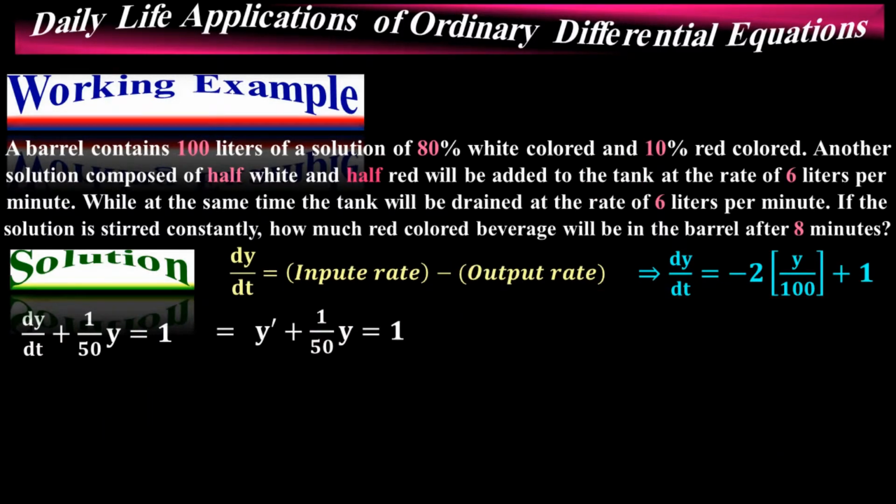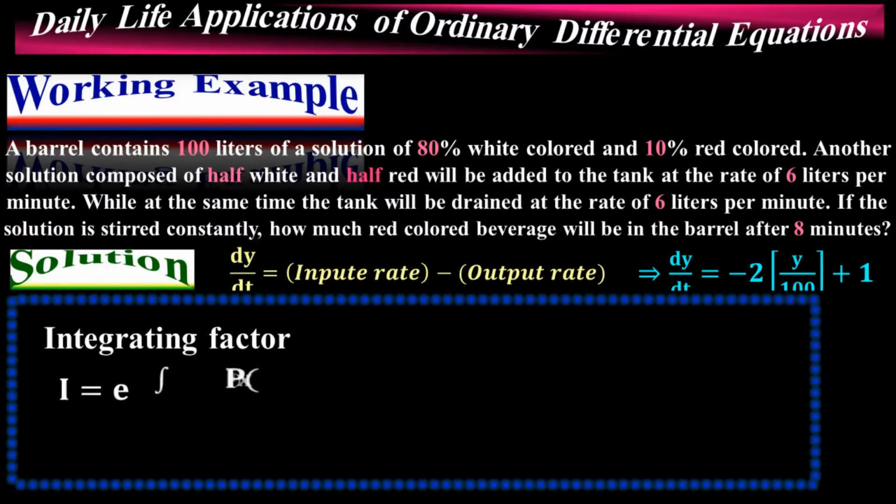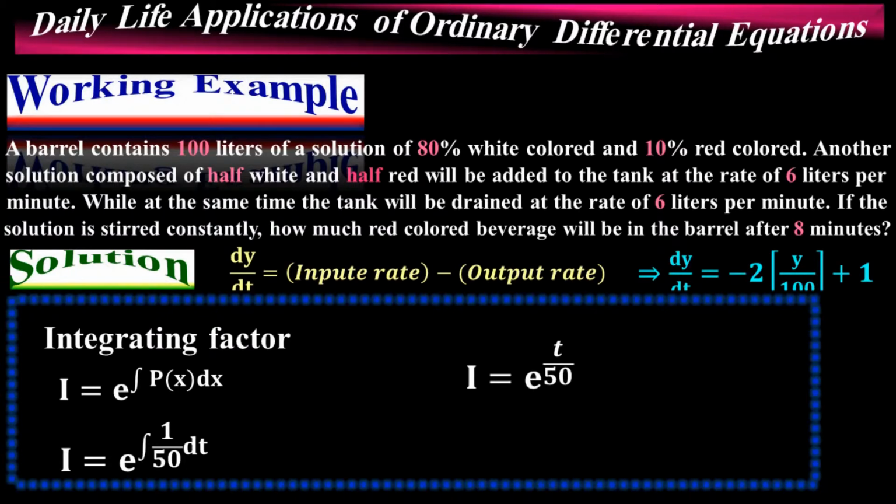To solve the linear differential equation, we need to find the integral factor, where the formula of the integral factor is here, which is I equals e to the integral of p of x dx. This is the formula of integral factor. Put the value of p of x, which is 1 over 50 dt. Since we have taken the values in the form of t, just put t for x. 1 over 50 is our p of t, and dx is dt here, where the integral of 1 over 50 dt equals t over 50. This is my integral factor, e to the t over 50.